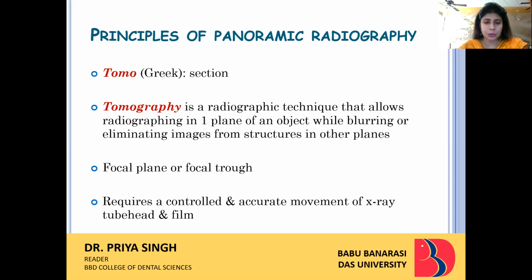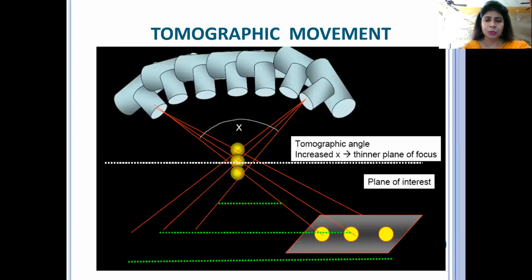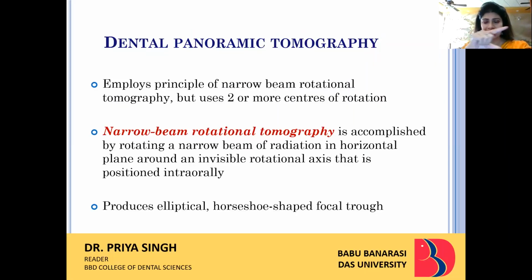It requires a controlled and accurate movement of X-ray tube head and film. Don't worry in this. Why? Because the movement is an inherent property of your X-ray machine. The movement of the X-ray film, that is the image receptor, and the source of the X-ray will be modulated as per the inherent characteristic of your OPG machine. So this is how the tomographic movement will happen. The images will be taken in sections, and finally the images will be combined to have a regular final image.